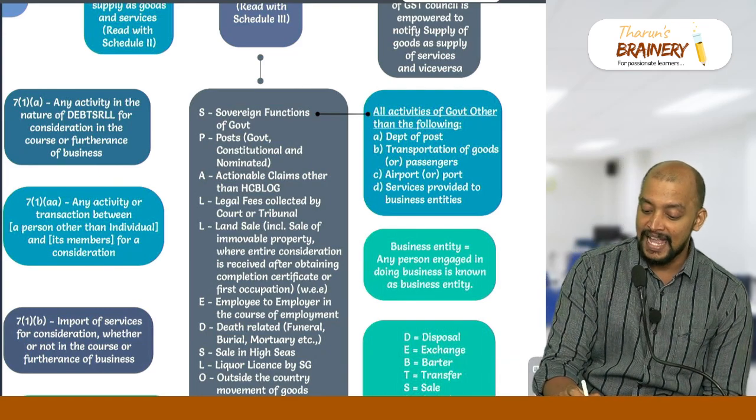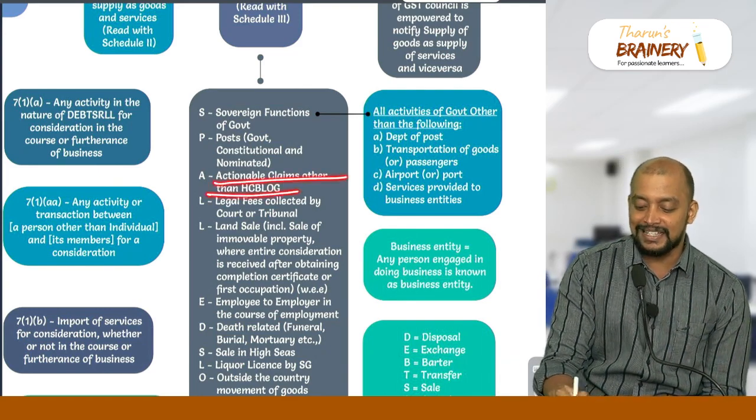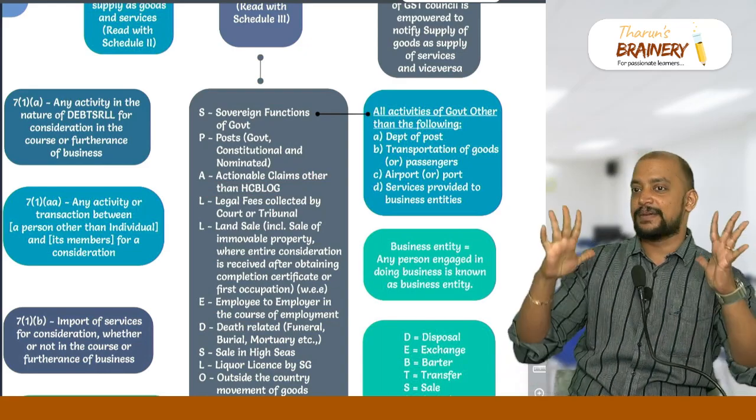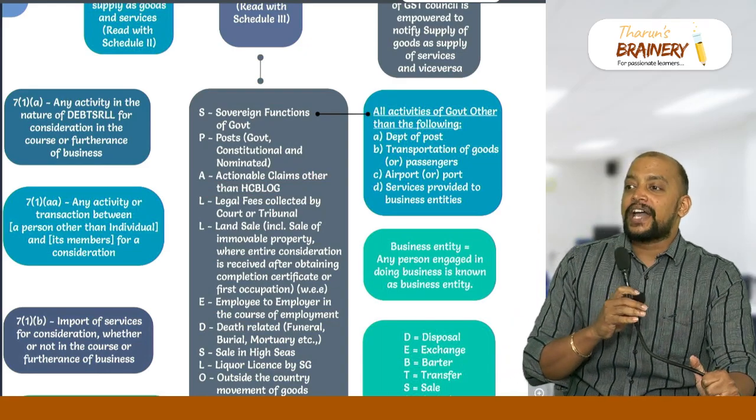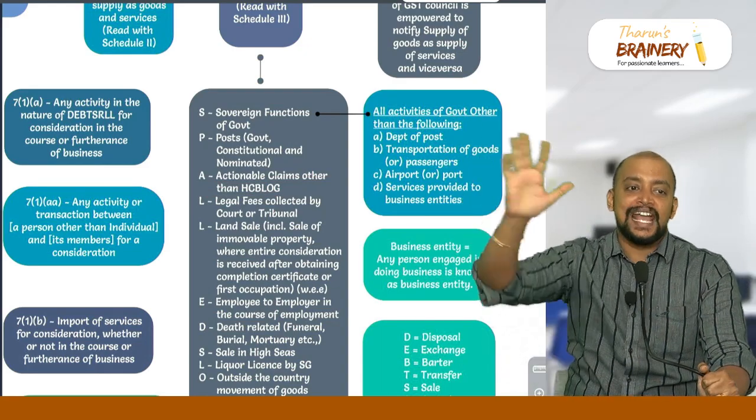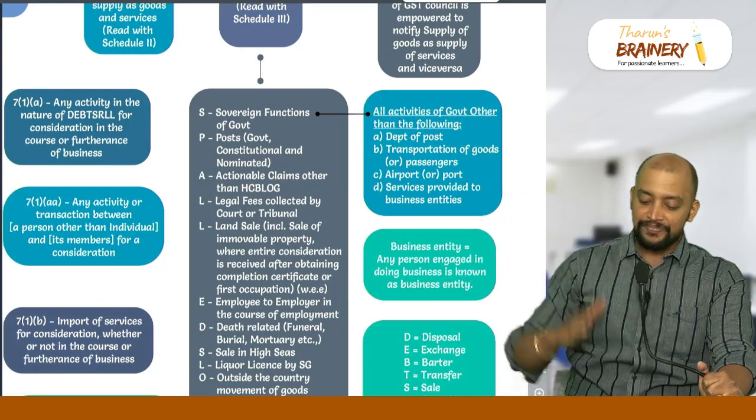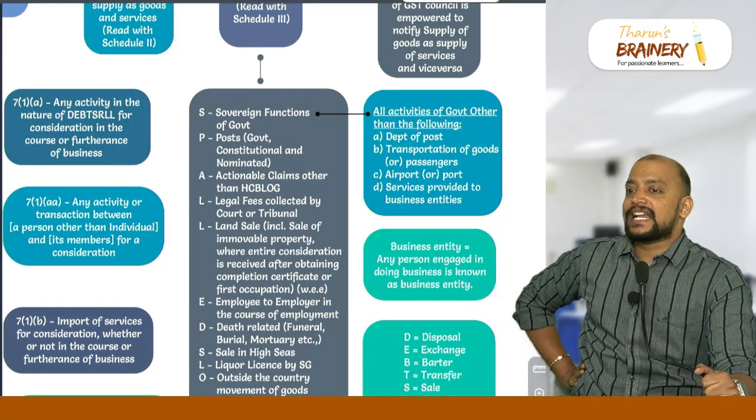Then A, actionable claims other than HC block, this is the latest amendment. Actionable claims other than specified actionable claims. Listen, sir, what are the specified actionable claims, sir?